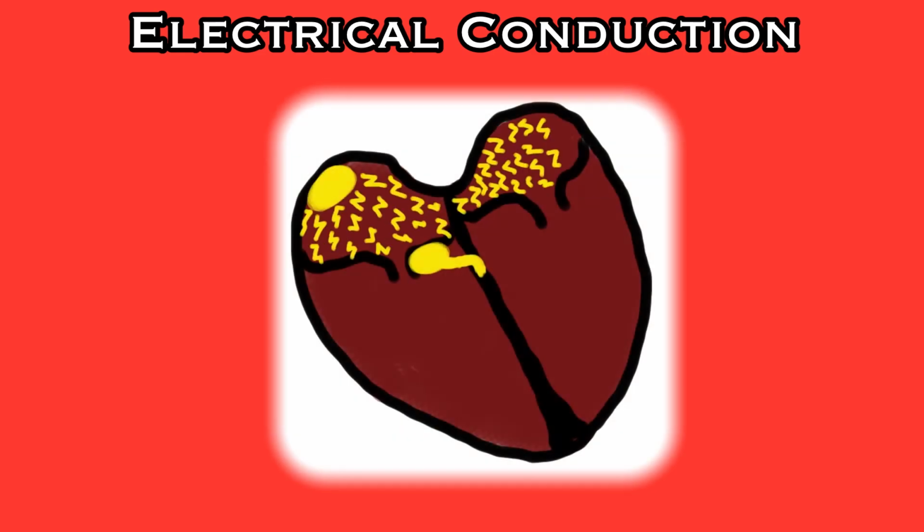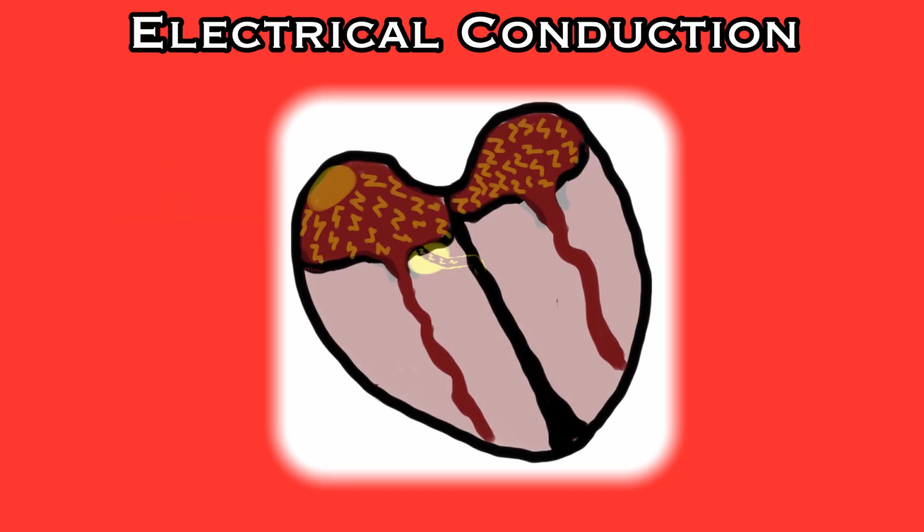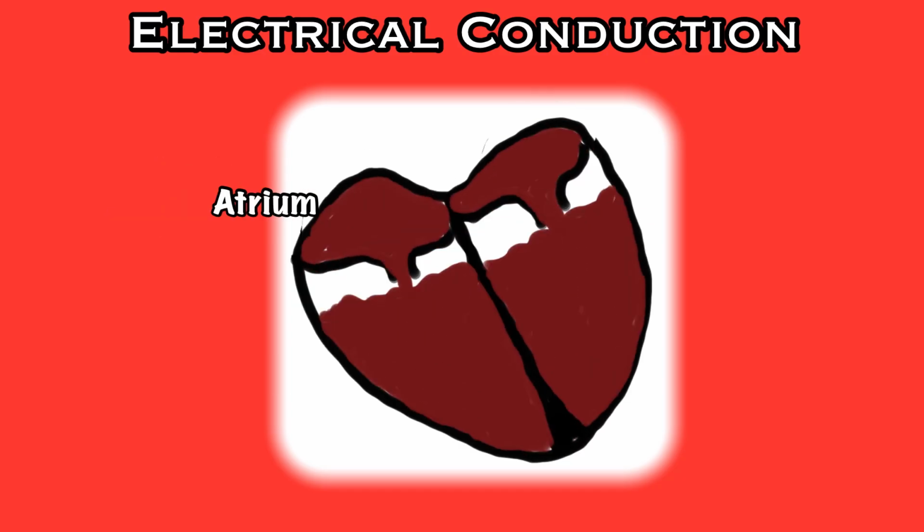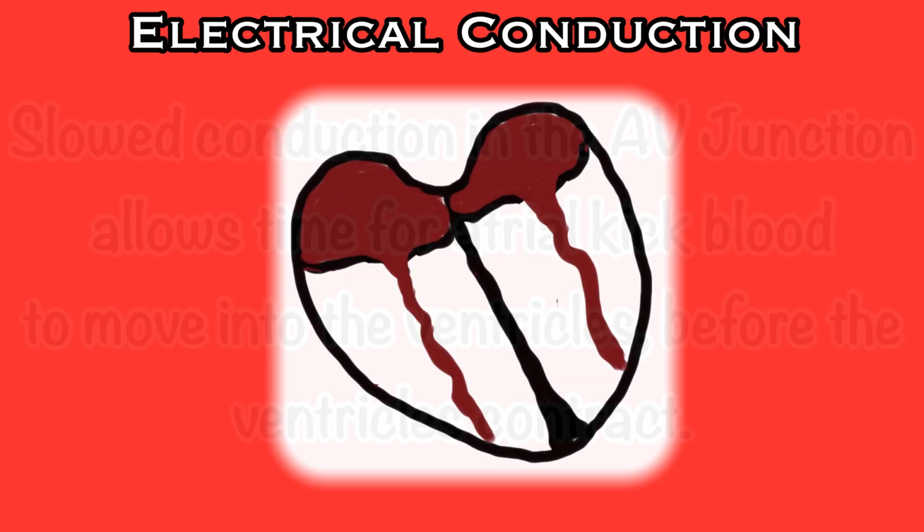Once the impulse that just caused depolarization of the atrium reaches the AV node, the AV node receives that impulse, but it slows down how quickly the conduction is taking place. So the impulse slowly travels through the AV junction on its way to the ventricles. This allows the atrium to complete their contraction before the ventricles are signaled to contract.